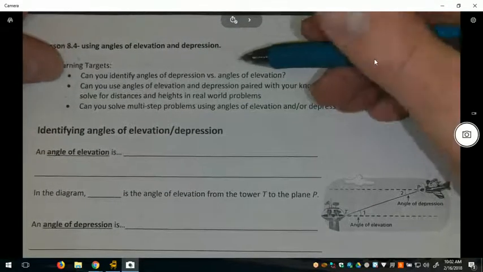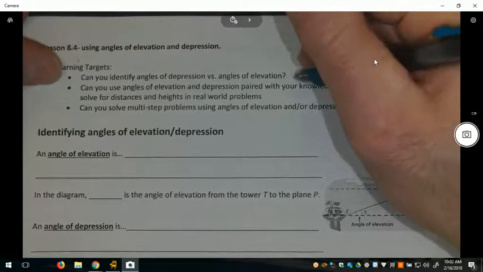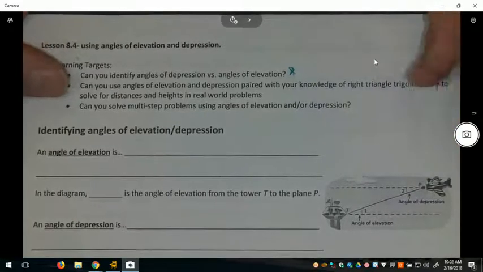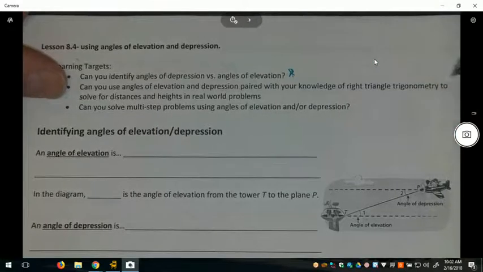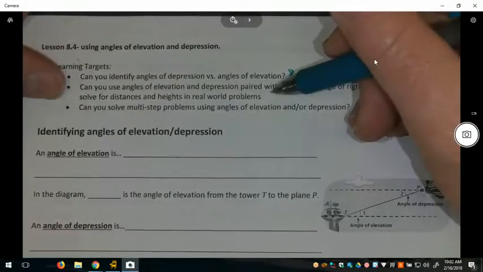Learning targets. Can you identify angles of depression and angles of elevation? That's what we're focusing on in this video. Can you use angles of elevation and depression paired with your knowledge of right triangle trigonometry to solve for distances and heights in real-world problems?